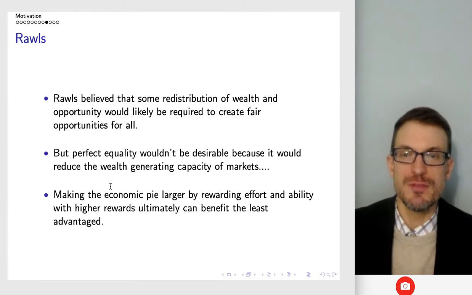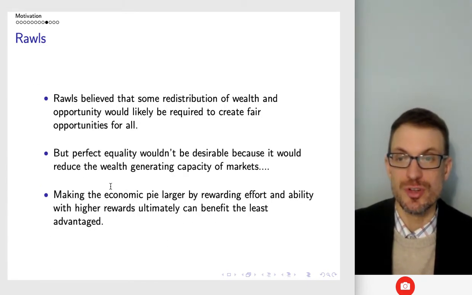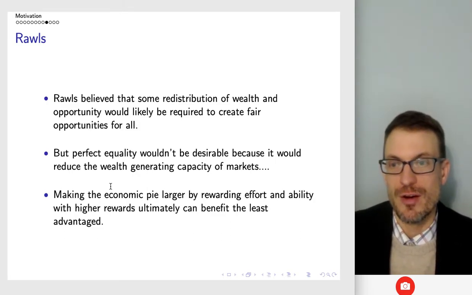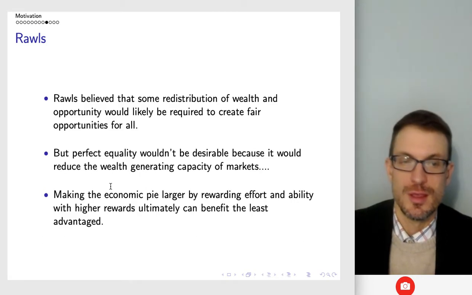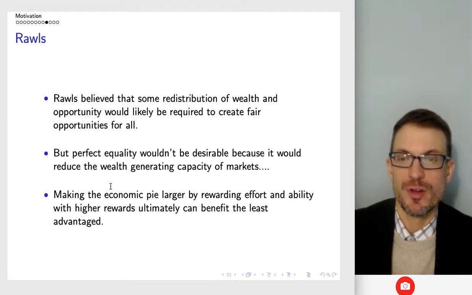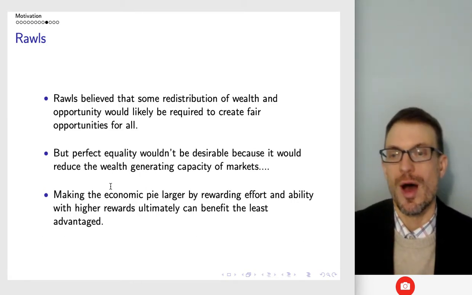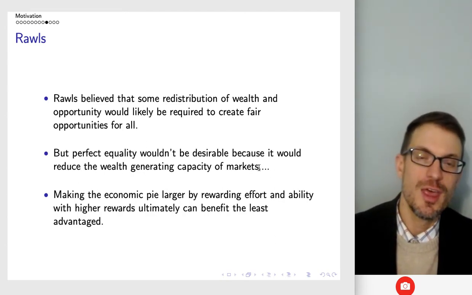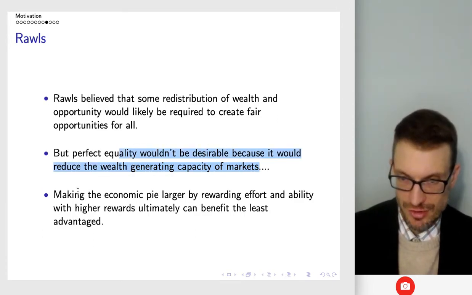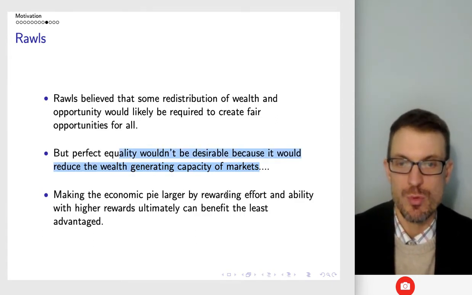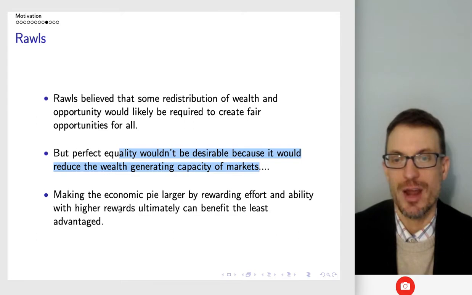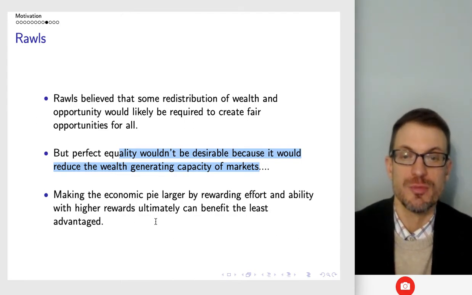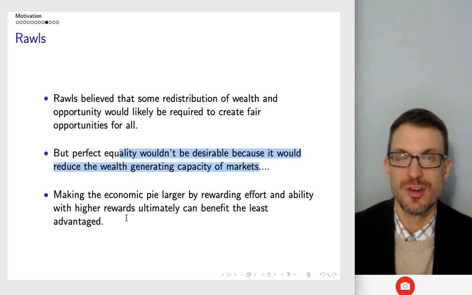So Rawls believes, actually, some redistribution of wealth and opportunity would likely be required to create fair opportunities for everyone. Nevertheless, he didn't believe that perfect equality would be completely desirable. Why? Well, because this could reduce the wealth-generating capacity of markets, and Rawls would then believe that making the economic pie larger by rewarding things like effort and ability with higher rewards could ultimately benefit those who are least advantaged. So this is the idea.